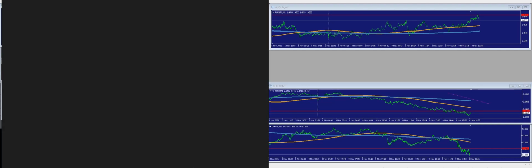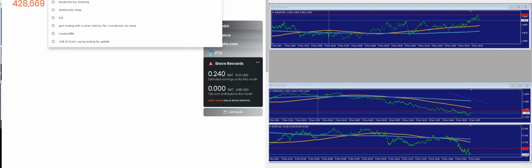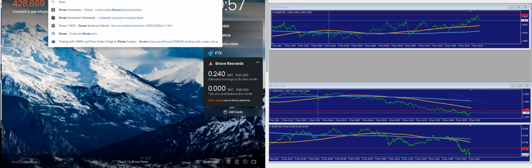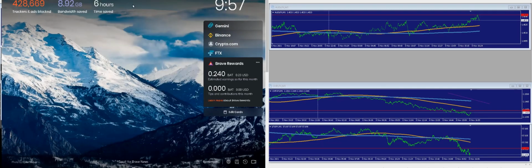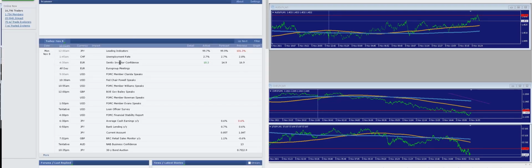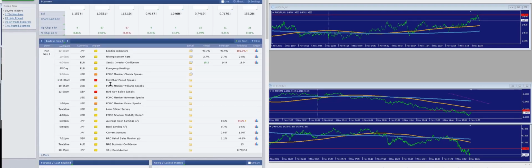Any news here? I was doing some VWAP studying in the weekend. It's quite good, the VWAP. 10:30. Oh, this moron's going to talk a bunch of bullshit here, so we'll find a dollar trade then, and look, pound's going to do something.